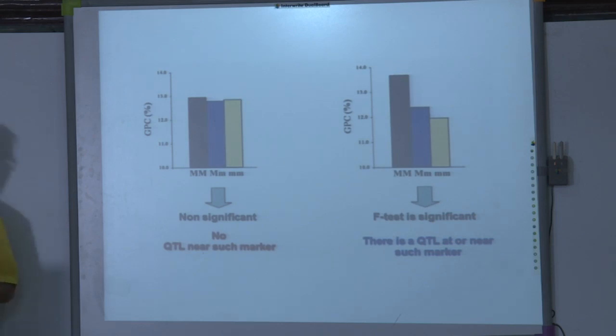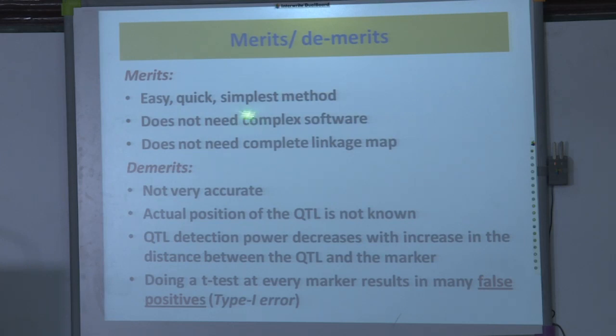This is the simplest way. And for this matter, you need not have any specific software even. Simple software will work. You can say this is very quick, and does not need complex software. You do not even need the linkage map, because you do not know the position where it is. But where is the marker? You know that yes, this is linked. But the problem is it may not be very accurate.